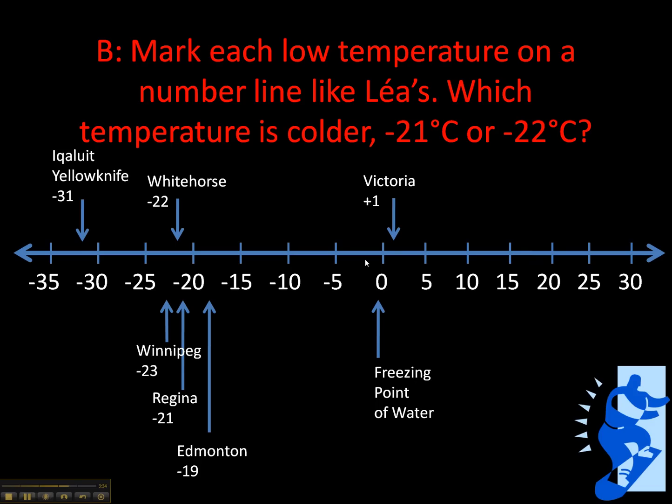Victoria doesn't get very cold in the winter. Snow doesn't really stay on the ground in Victoria if it snows at all. And so a low temperature in the winter for Victoria is positive 1. Nice place to live, right by the ocean.